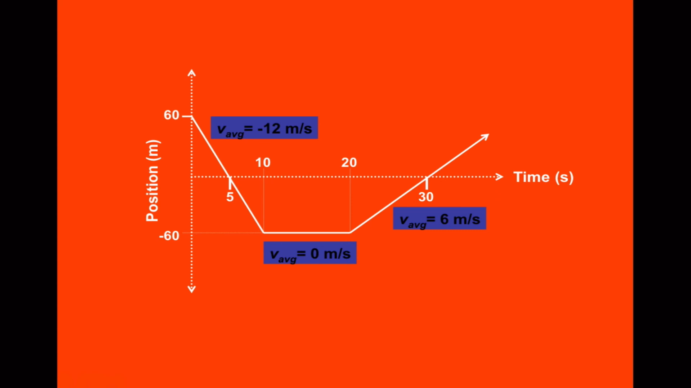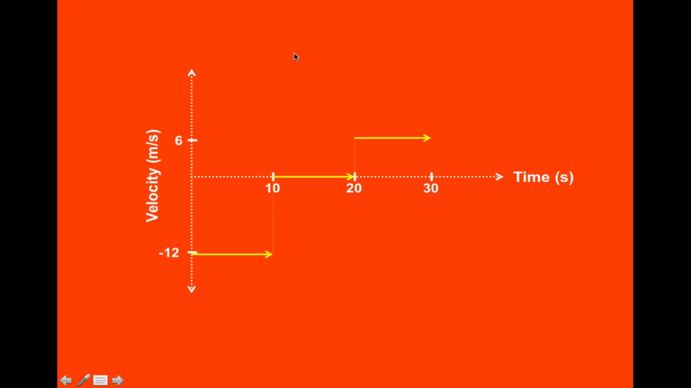I have to keep track of this when I make my velocity time graph. For the first 10 seconds, it's at a constant velocity of negative 12. For the next 10 seconds, it's at rest. And for the remainder of the event, however long this lasts, it is going at positive 6 meters per second. So to make my velocity time graph, I would put it like that. 10 seconds at negative 12, 10 seconds at 0, and 10 seconds at positive 6.